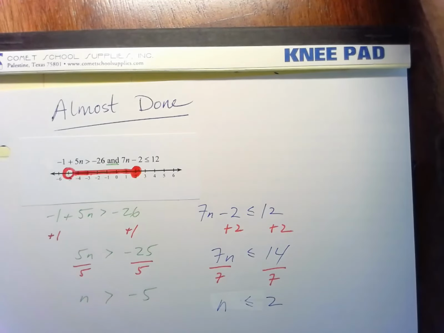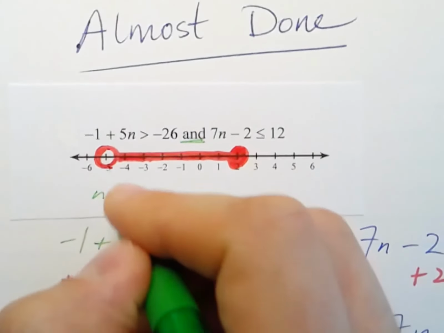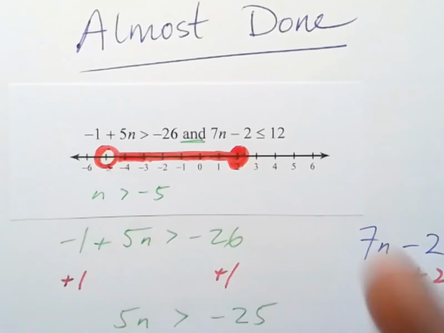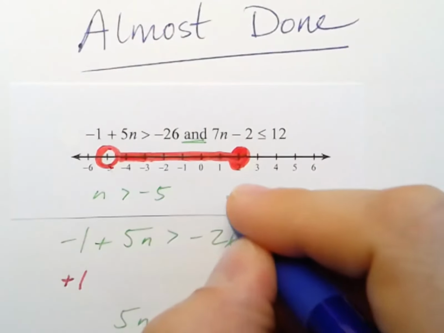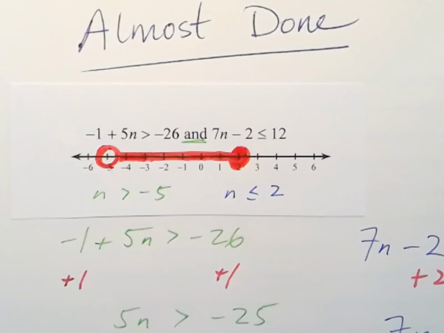So let me just zoom in so we can all see this really clearly here. n is greater than negative 5, and it certainly is, and n is less than or equal to 2. Okay, and it certainly is. So just look at that again if you need to convince yourself of that.